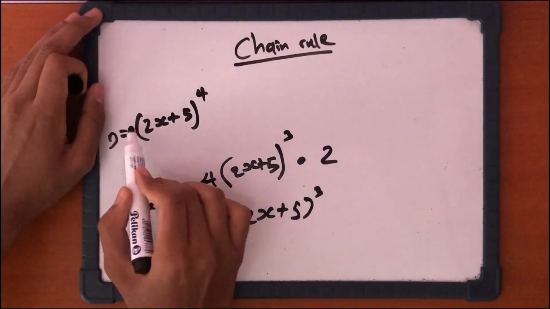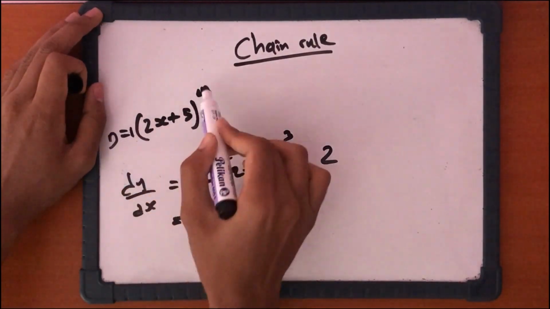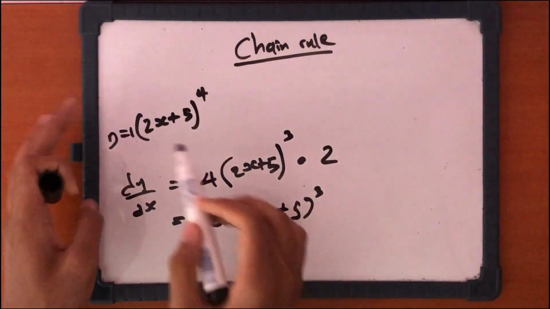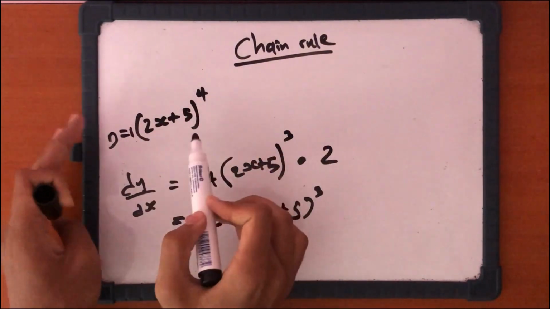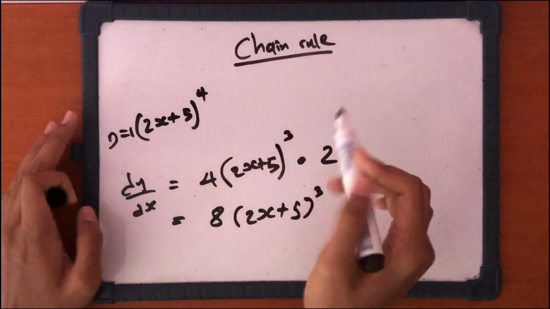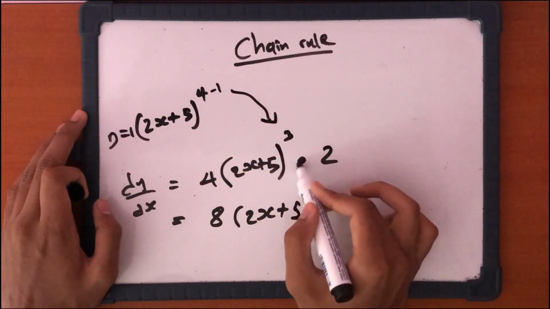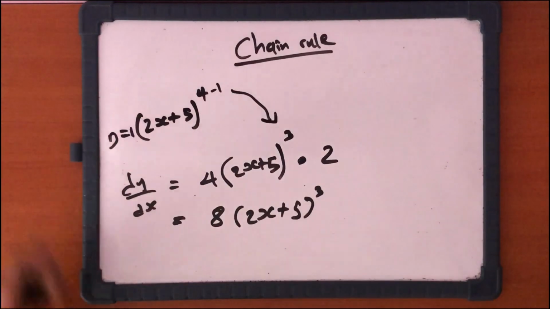So we did the outside function first, which is 1 times 4. The whole thing remains because we are differentiating the outside part first. We aren't touching the inside part. And then subtract 1 from the power. 4 minus 1, you get 3. And then multiply by the derivative of the inside function, you get that.